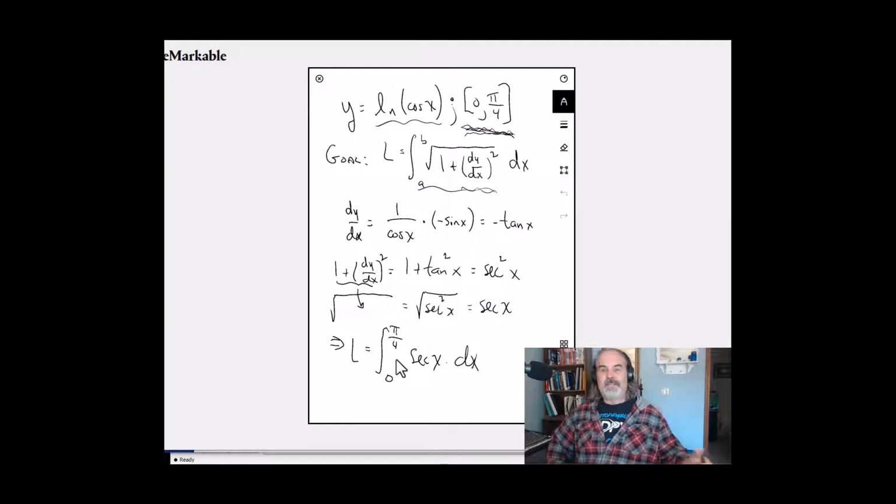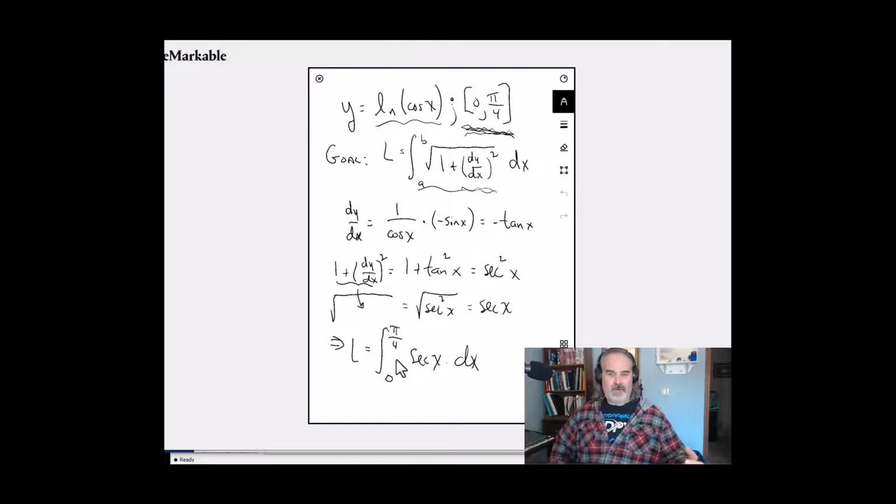Okay, now this integral looks harmless, right? However, it is brutal to try to do it by hand. There is no quick and easy antiderivative of secant of x like there might be for cosine. So go look up somewhere how to do this integral by hand.